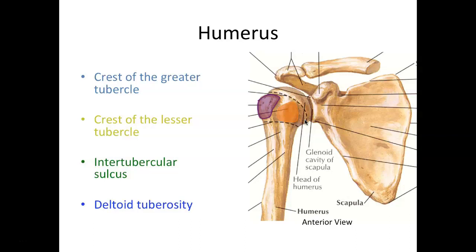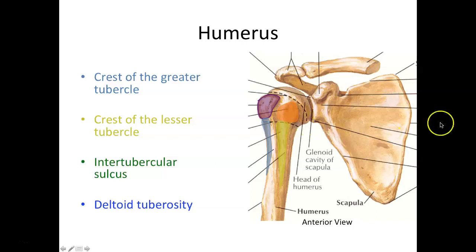Now, each of these tubercles create a crest moving on down. So it's a little bit difficult to see in this 2D mode that we have going on here, but we'll be better able to see this in the cadaver lab. And there's our crest of the lesser tubercle. Crest, you can add this to your terminology list. It's more like a ridge. So from that bump, we get a ridge that's created.